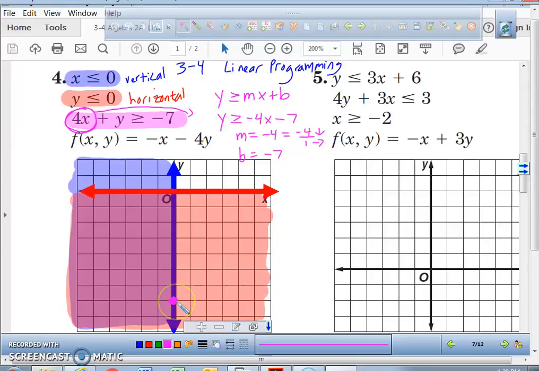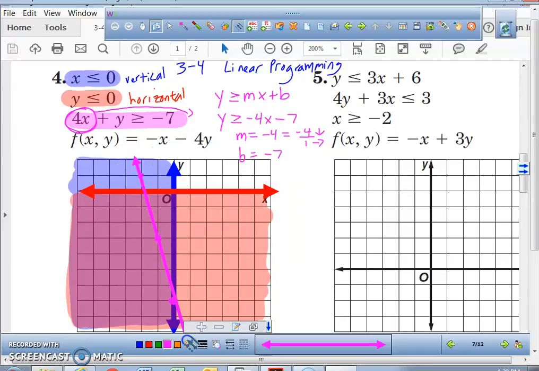Oh no, I can't go down 4. I can go up 4. 1, 2, 3, 4, and over 1 to the left. Up 1, 2, 3, 4, and over 1 to the left. Now this one I'm actually going to make a little bit thinner of a line. All right, so I'm going to connect this right here.